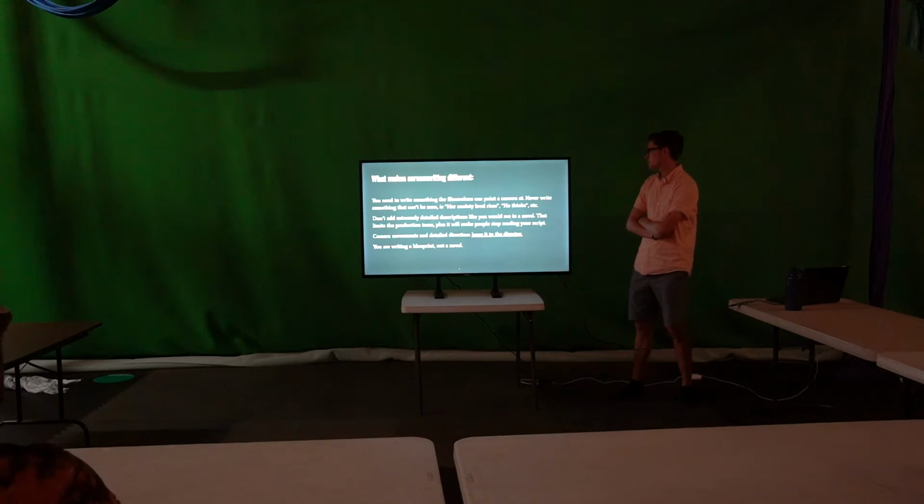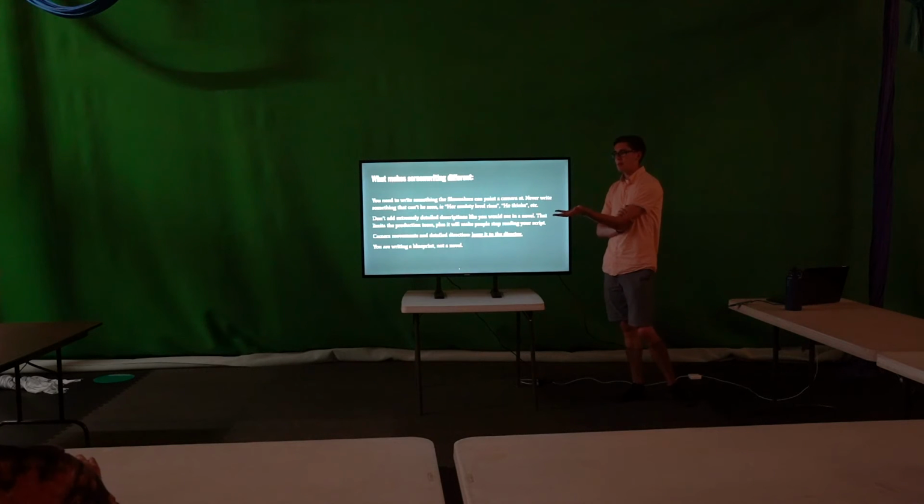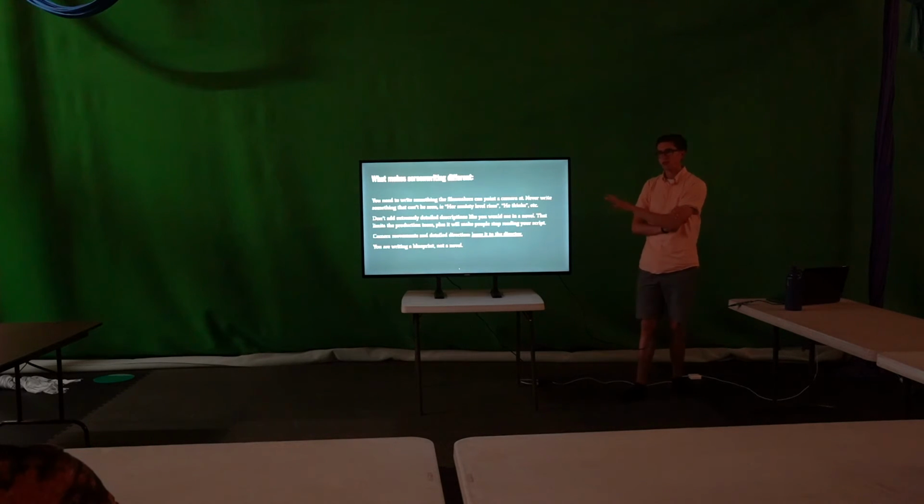And then when it comes to, what was I gonna say? Camera movements and detailed direction. With the exception that Marty was saying, if you're planning on directing it, you can be a little fluid with this. But if you're writing it for someone else, leave camera movements and detailed direction to the director. Don't write that stuff in.